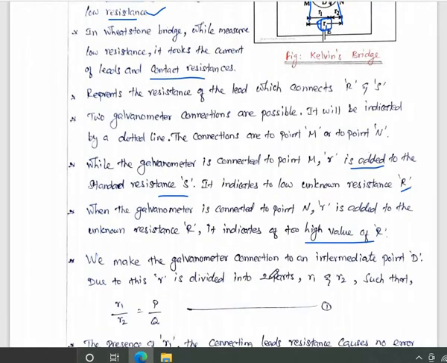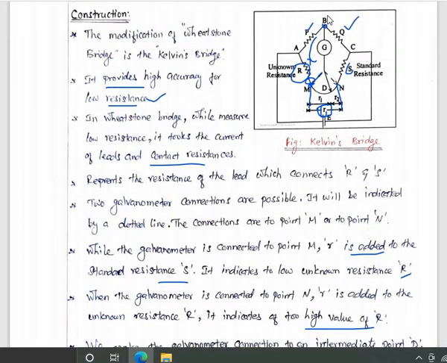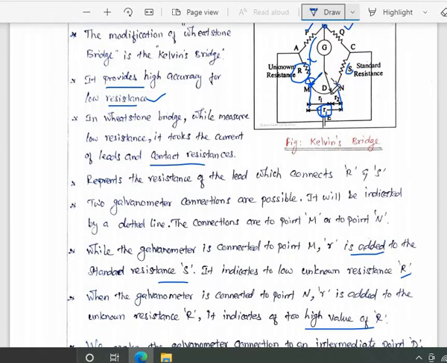And we make the galvanometer connection to an intermediate point D, because the value of r is divided into two parts, R1 and R2, so that we can connect the galvanometer at point D. In between M and N we can place any point. So the total resistance small r will be divided into two groups, small r1 and r2. Wait, I will show the r1 r2 component here.